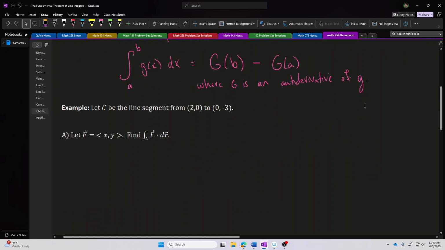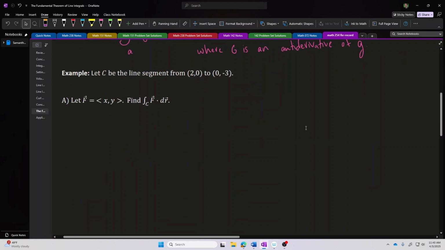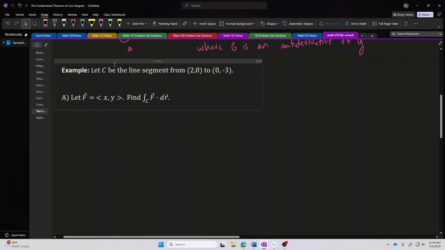So let me give you an example of this theorem as used in practice. We have the curve C, and this is the line segment from the point (2, 0) to the point (0, -3). We let F be the conservative vector field ⟨x, y⟩ that we've worked with a few times up to this point. And someone says, calculate the integral over C of this vector field.